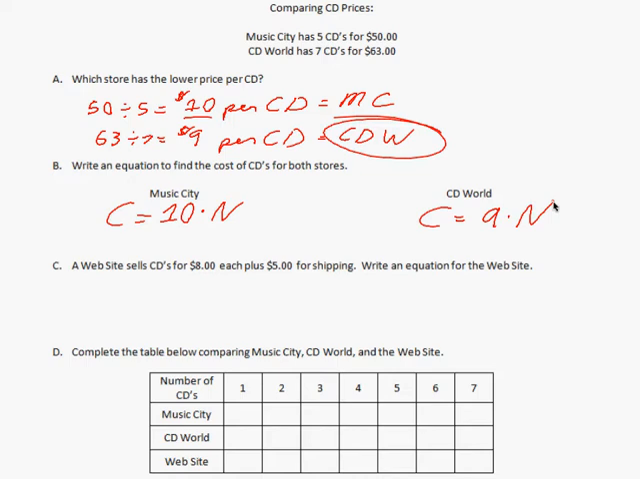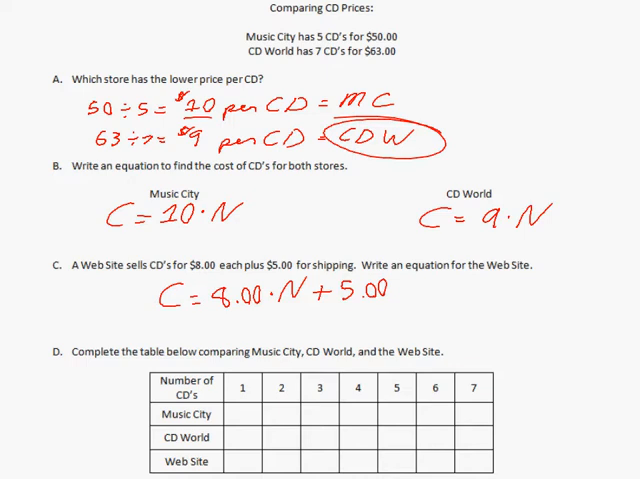Part C, a website sells CDs for $8 each, plus $5 for shipping. Write an equation for the website. So, cost equals $8 times each CD, number of CDs, plus $5 for shipping. So the shipping gets paid for once, the $8 per every CD. So, that's how that's written out.